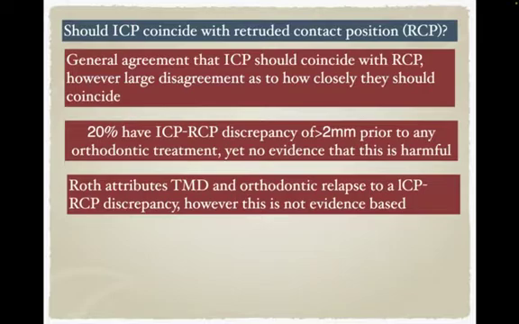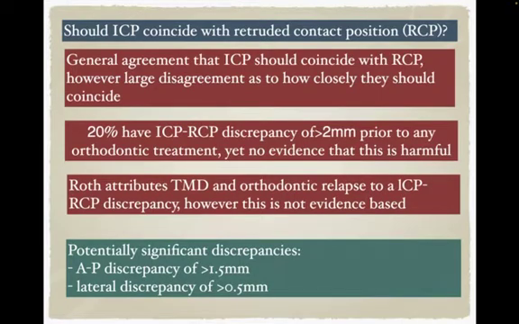But this is not what Roth said. Roth said that TMD, which is temporomandibular joint dysfunction, and orthodontic relapse are due to the ICP-RCP discrepancy. But as we can see, this is not evidence-based. Now, a significant discrepancy is when the AP discrepancy is more than 1.5 millimeters or the lateral discrepancy is more than 0.5 millimeter.